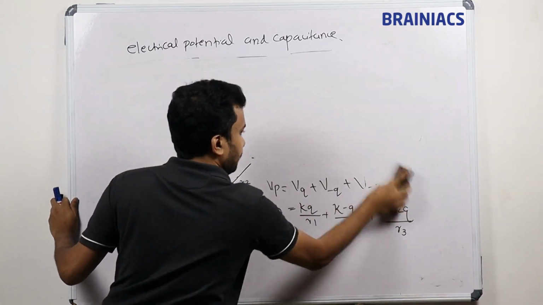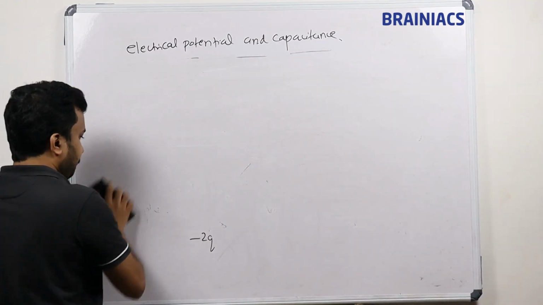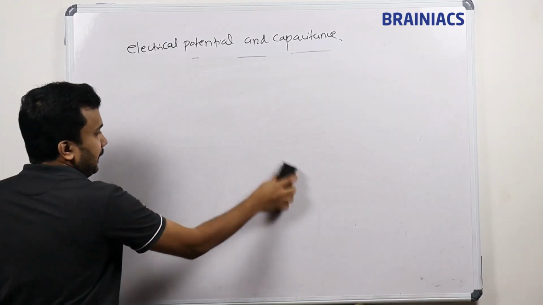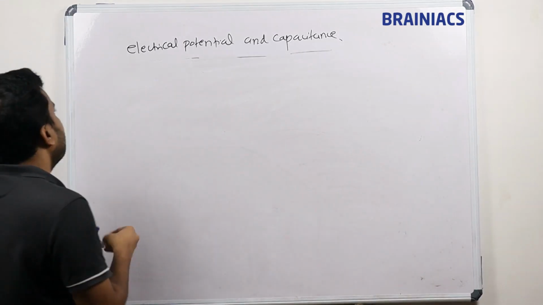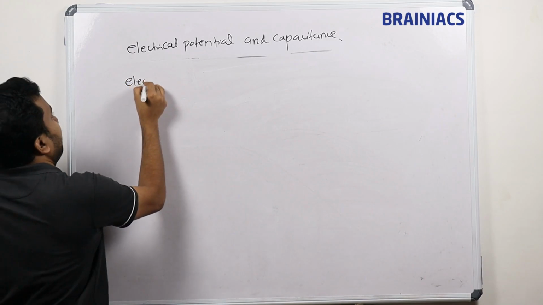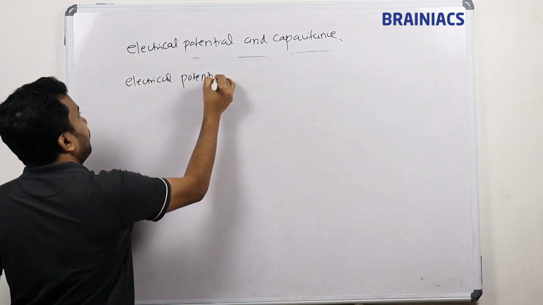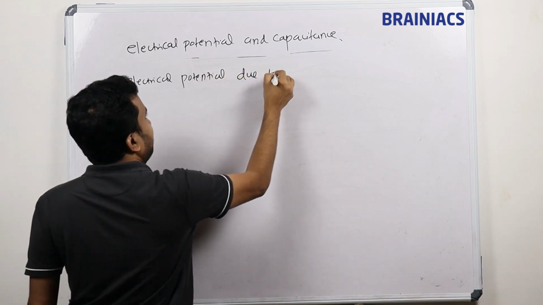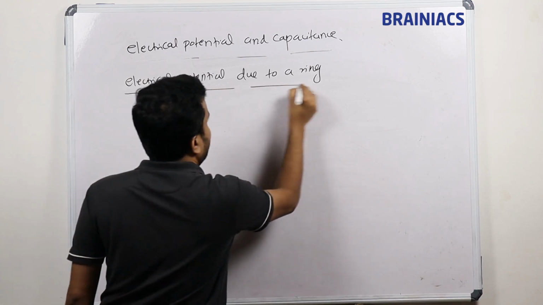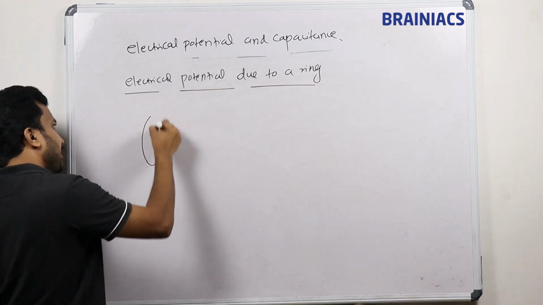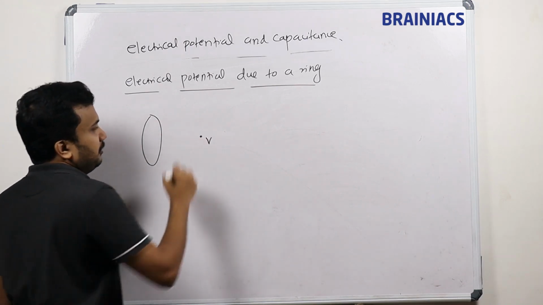So the next topic is a very concept-oriented topic. Write down: electrical potential due to a ring. Electrical potential due to a ring. I'll tell you, we have a ring like this one. We are going to find out the electrical potential here.